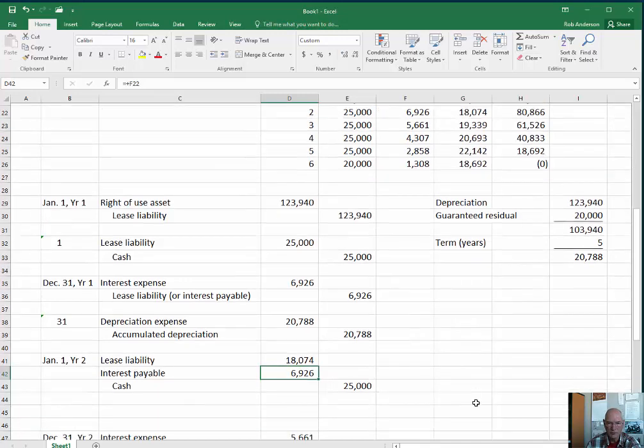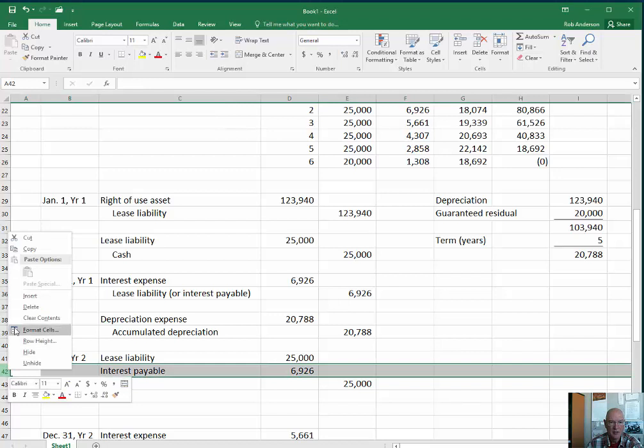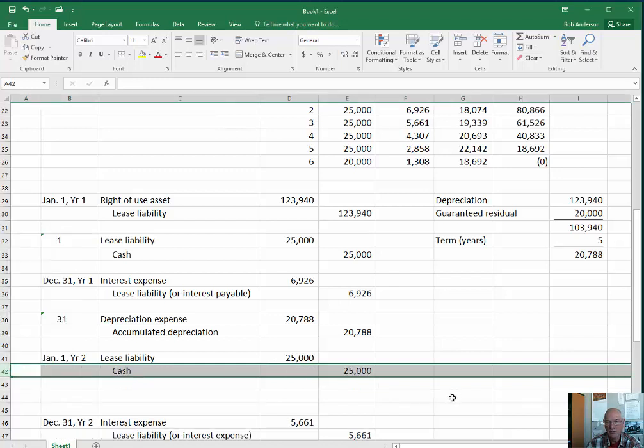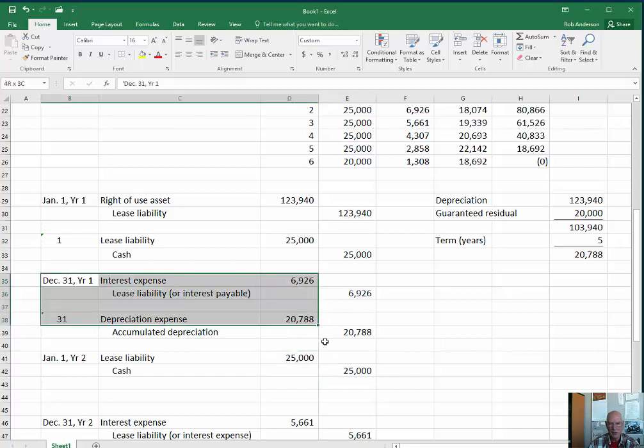Now, I'm going to change this entry right now. If I had originally credited the lease liability here on December 31 and not created an interest payable, then my lease liability would be a debit of $25,000, and there would be no interest payable, and that would be just our entry. And it is simpler, right? No question about that.